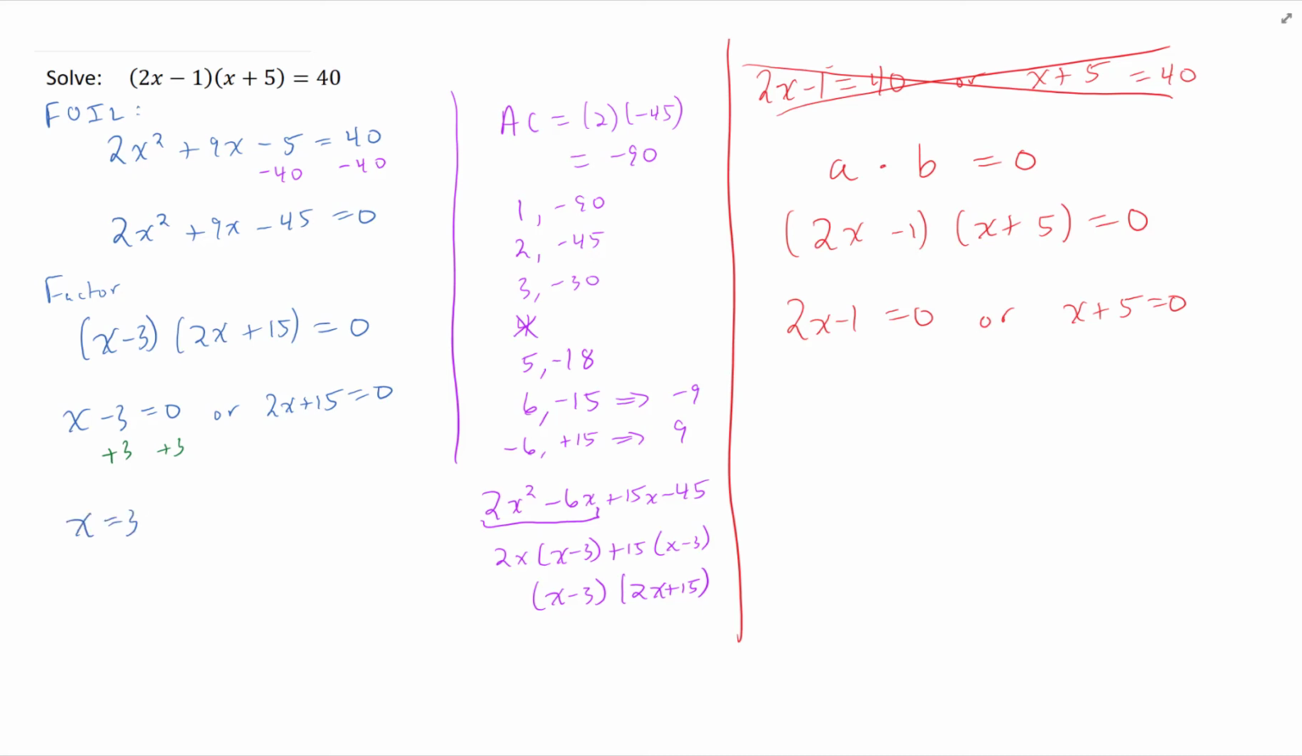On the second equation, let's subtract 15 from both sides. So 2x is negative 15, and then divide by 2. And so x is negative 15 halves. So there are two solutions to the equation. x = 3, and x = -15/2.